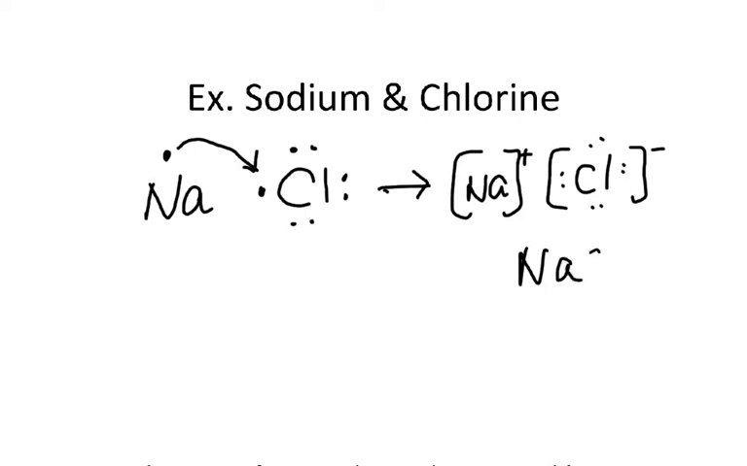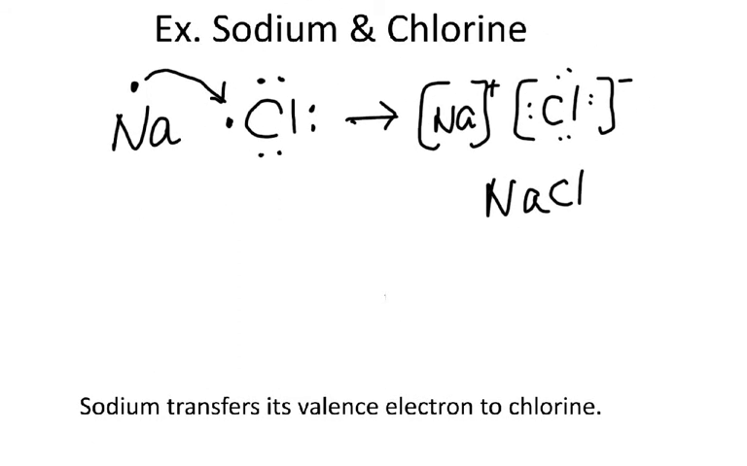So it's very happy. Guess I should stop erasing or writing stuff. So sodium transfers its one valence electron to chlorine. It's as simple as that.